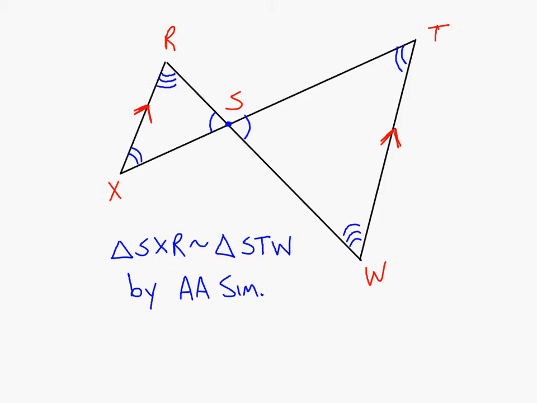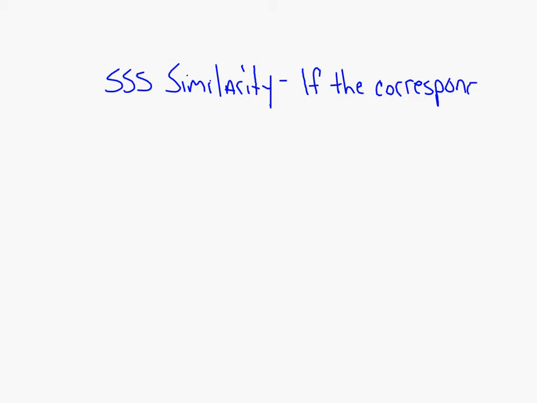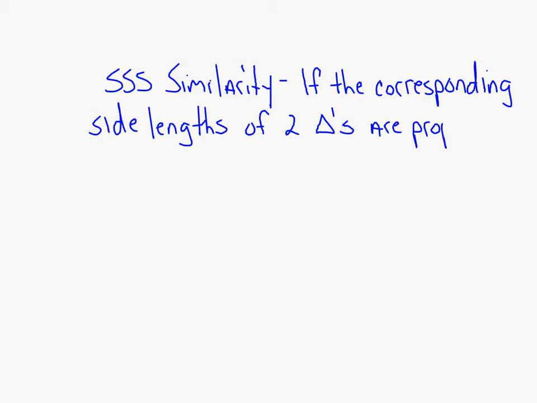Look at the top of page 479. Side-side-side similarity. Side-side-side similarity says if the corresponding side lengths of two triangles are proportional, then the triangles are similar.